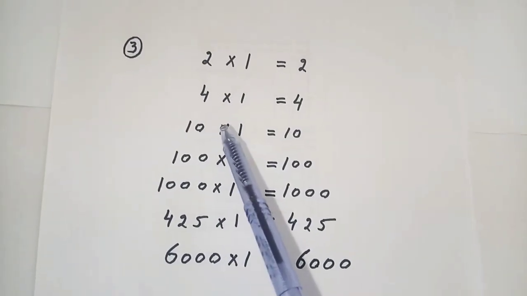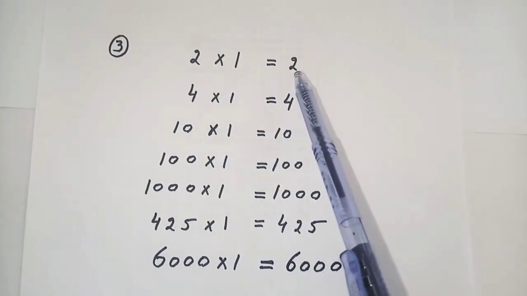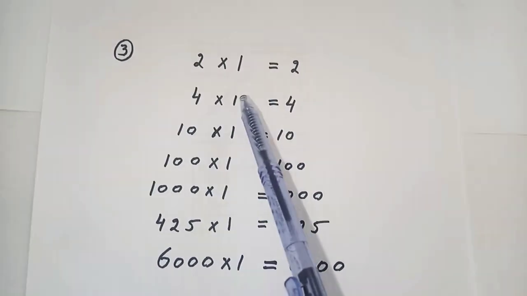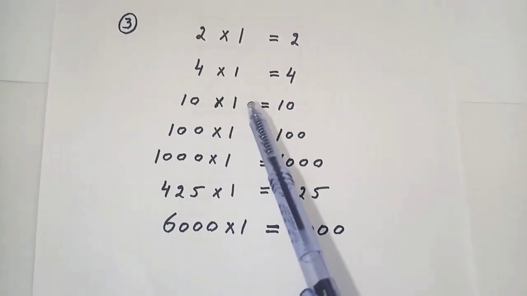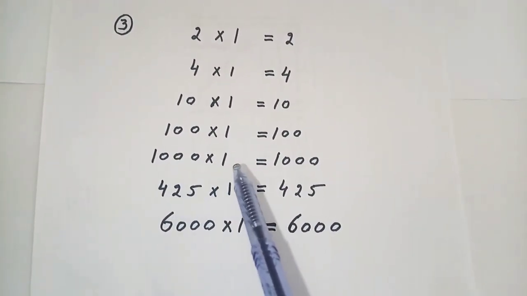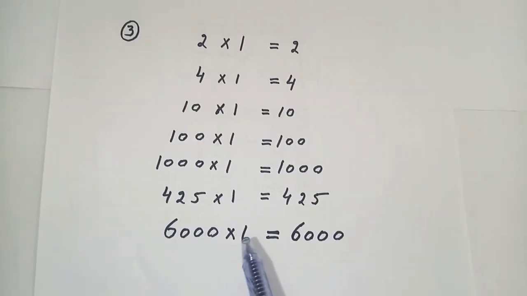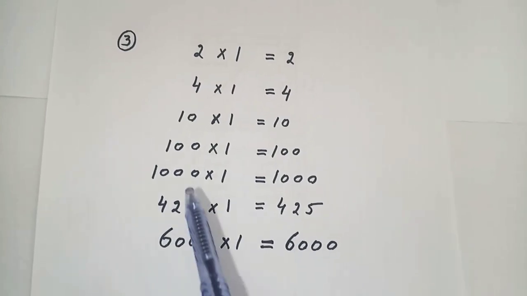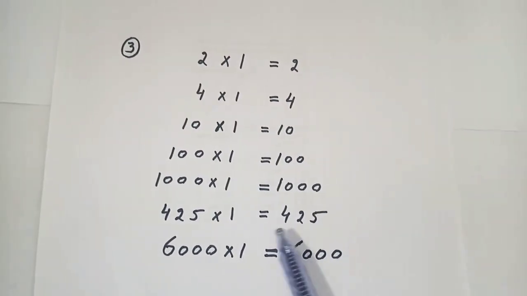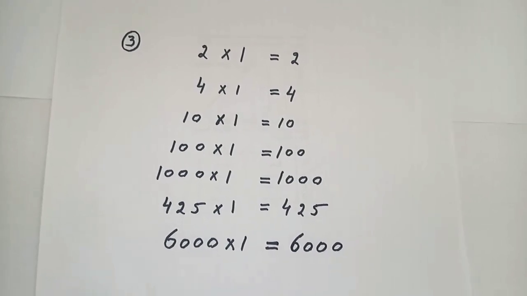Here is the third point: any number multiplied with 1, we get that number. For example, 2 multiplied with 1, the answer is 2. 4 multiplied with 1, the answer is 4. 10 multiplied with 1, the answer is 10. 1000 multiplied by 1, the answer is 1000. 6000 multiplied with 1, the answer is 6000. So if a number is multiplied with 1, the answer is that number. You can see here.